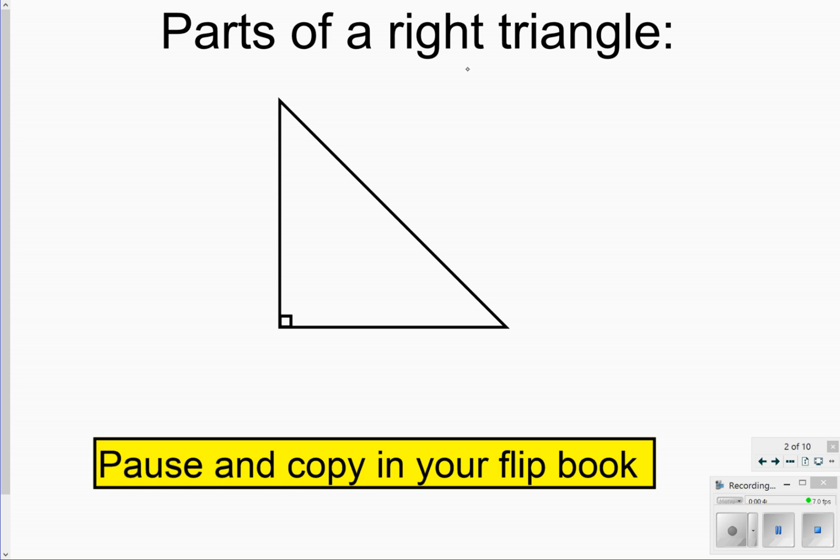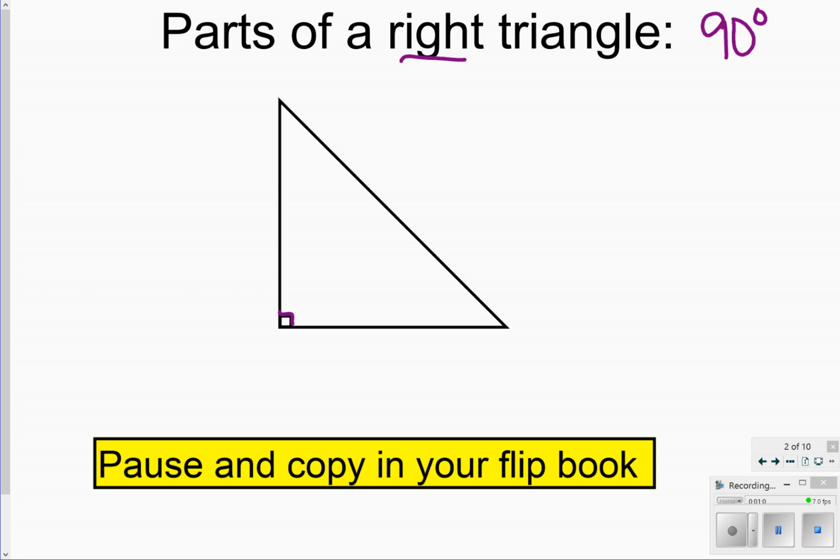Now, to be a right triangle, that means that it has a 90-degree angle. The largest angle of our triangle is a 90-degree angle. And you will know that it's a right triangle because we use this little square in the corner between two edges to indicate that at that point it's a right angle.